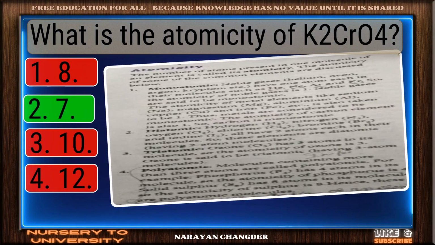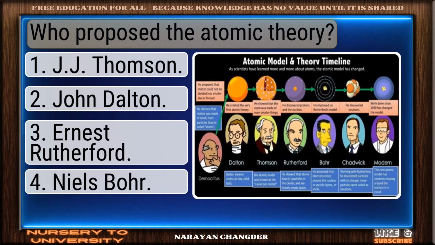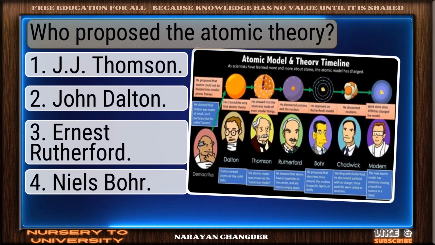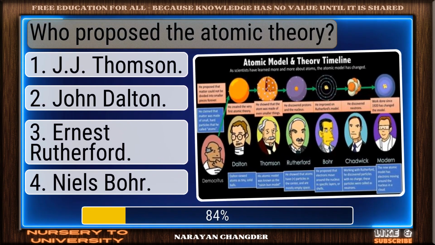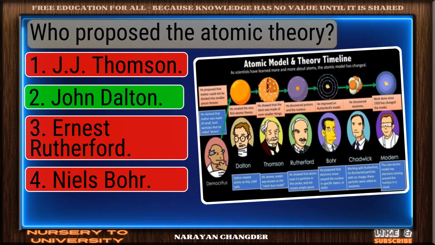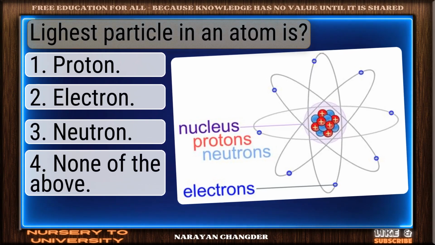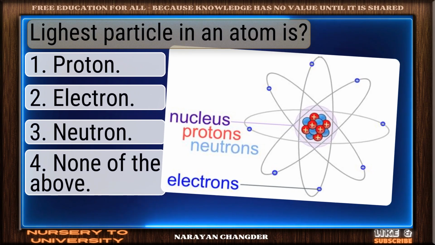You chose 11, and it is correct. Question number 231. Who proposed the atomic theory? Nicely done. John Dalton is a solid answer. Question number 232. Lightest particle in an atom is?